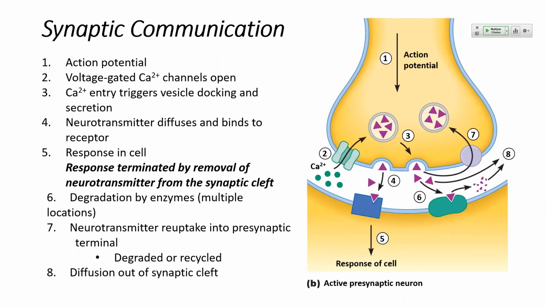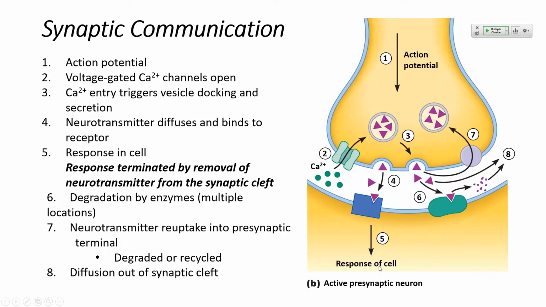Okay, so this is just a review of what we just spoke about with some detailed steps indicating each of the events here. And so the action potential we know comes down the axon. It opens up those voltage-gated calcium channels. This triggers the docking of that vesicle to the axon terminal membrane, which allows that neurotransmitter to diffuse across, bind to its receptor, which is here, and that will then bring about some type of cellular response.